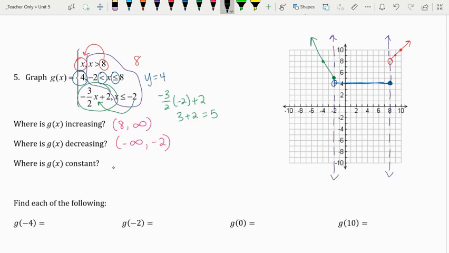And then it asks for a constant. Constant is whenever you have a straight line. This happens between negative 2 and 8. And the 8 is included because it is a closed circle. Which does mean I do need to change this. Sorry, not a closed parenthesis, a closed circle. Because that one is also a closed circle.